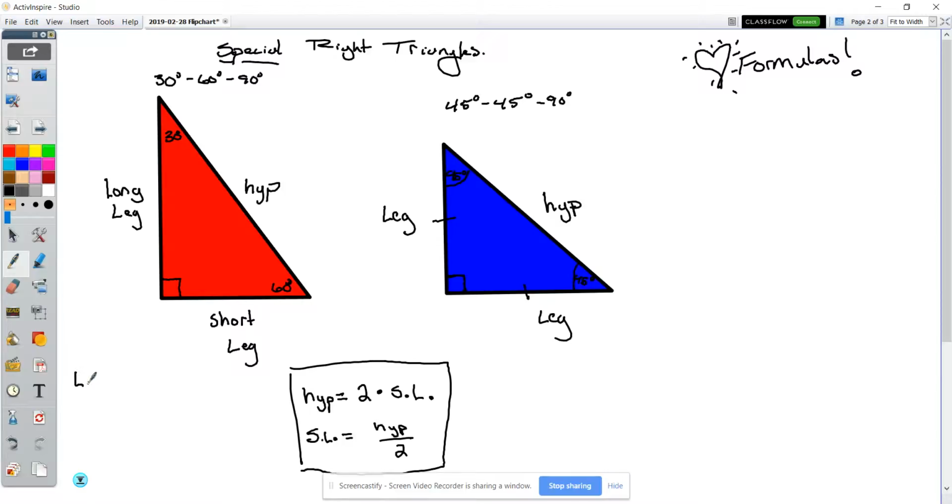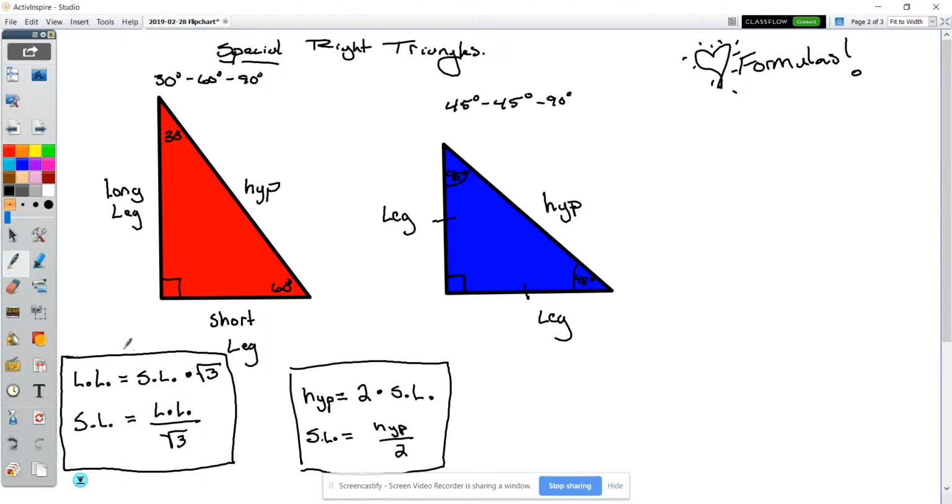Which means if you want to find the long leg, you can take this short leg, abbreviate here, times the square root of 3, because it's square root of 3 times bigger than the short leg. Which also means that if you want to then find the short leg, you have another formula here. We had one over here if you know the hypotenuse, but if you don't know the hypotenuse, you can find the short leg by doing the long leg divided by the square root of 3. Okay, so these are the things that you would need to know for a 30, 60, 90 triangle.